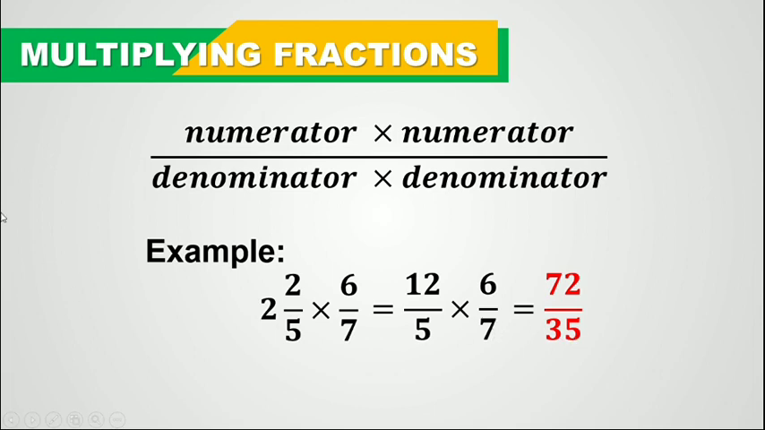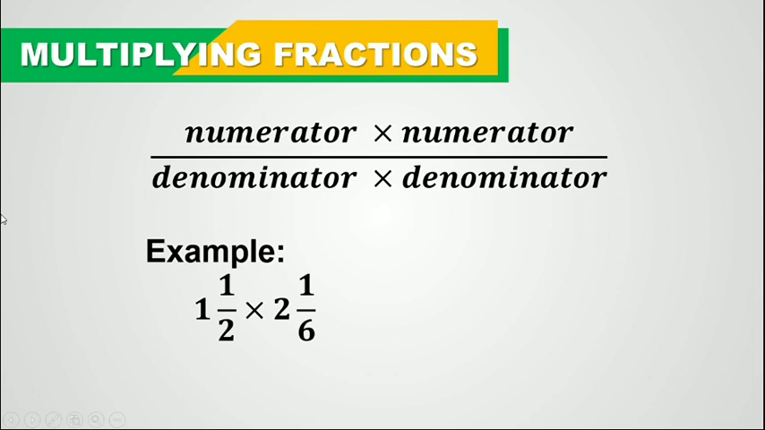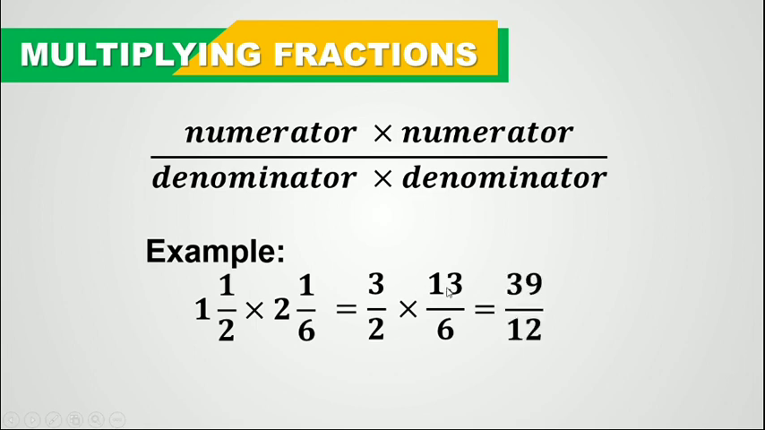All right. Now let's have more examples. Let's try to multiply 1 and 1/2 by 2 and 1/6. So both are mixed numbers. Again, change these mixed numbers into improper fractions first. So 2 times 1, that's 2, plus 1, that's 3 over 2. And then times 6 times 2, that's 12, plus 1, that's 13. So 13 over 6. And then multiply them. So 3 times 13, that's 39. And then 2 times 6, that's 12.